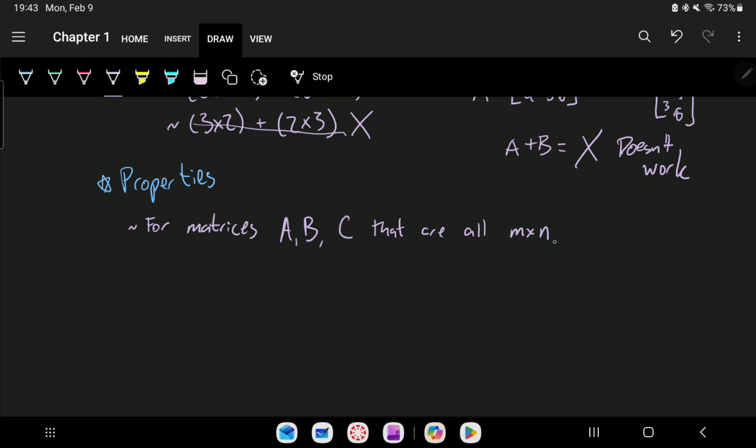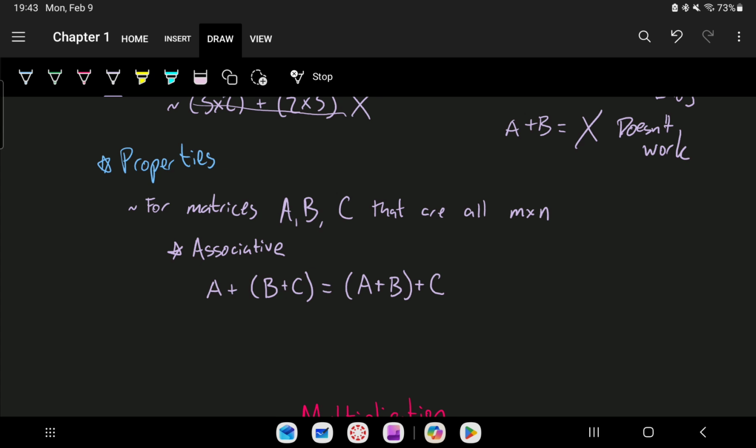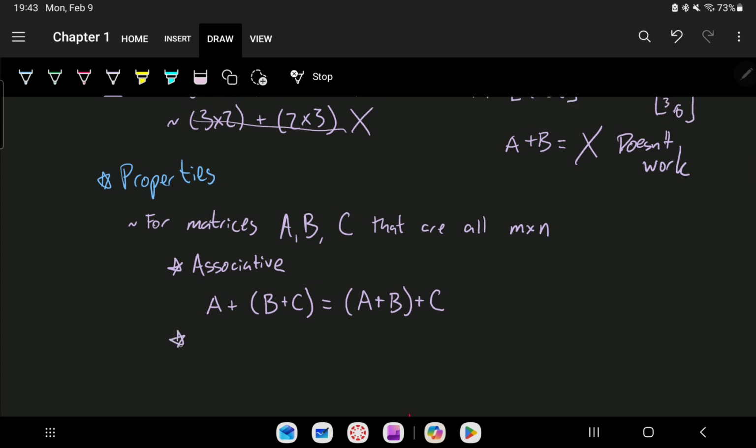We can say that addition, just like it is with real numbers, is associative, which means that A plus, I'm going to group together B and C here, is going to be the same thing as saying if I group together A plus B and have C on the outside, right? So that's one property of addition. You can also say that this is commutative.